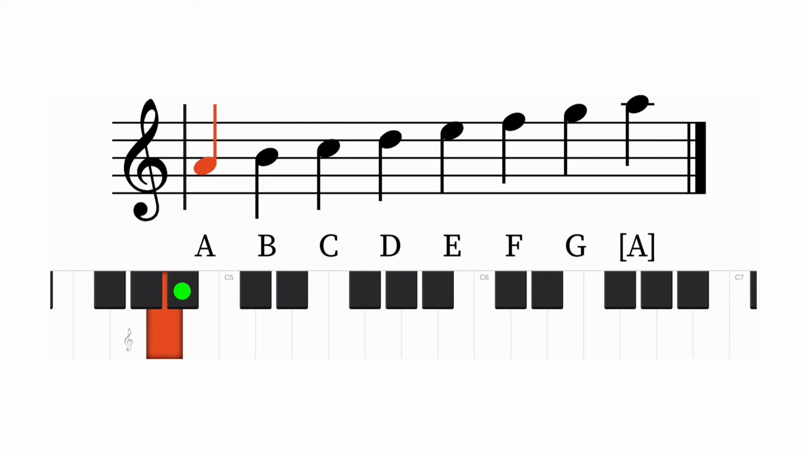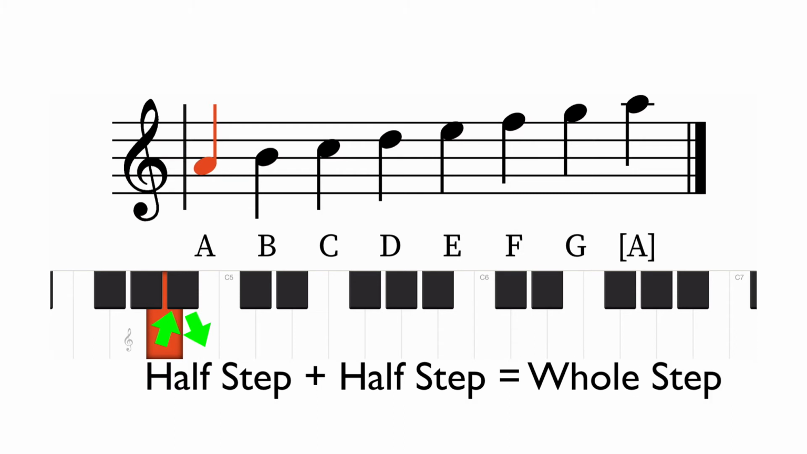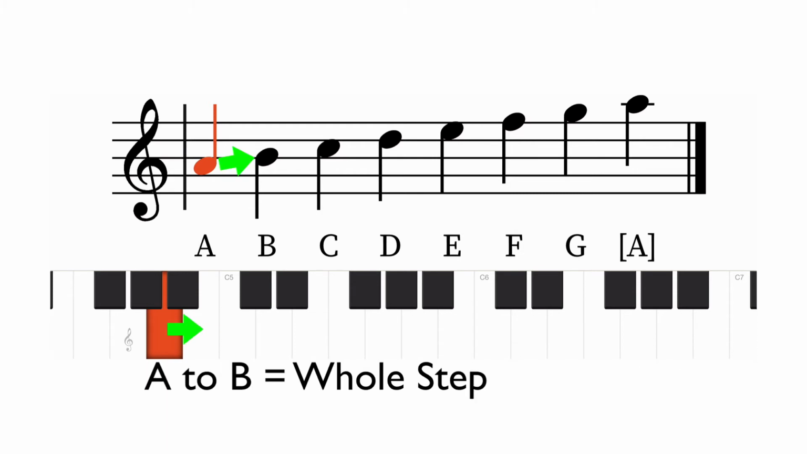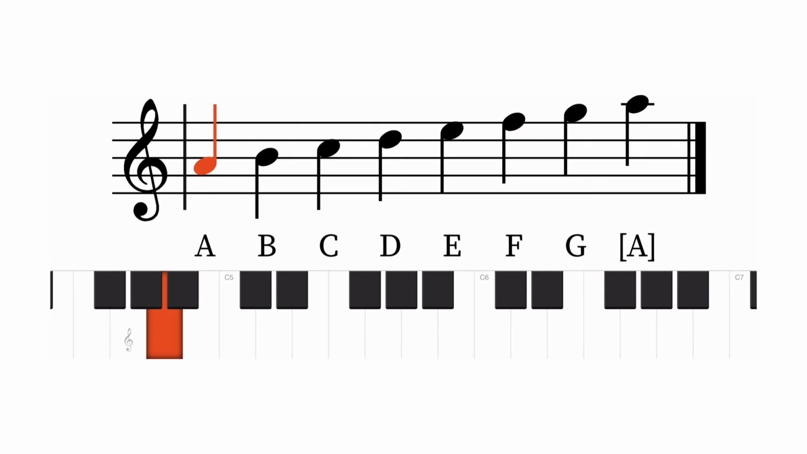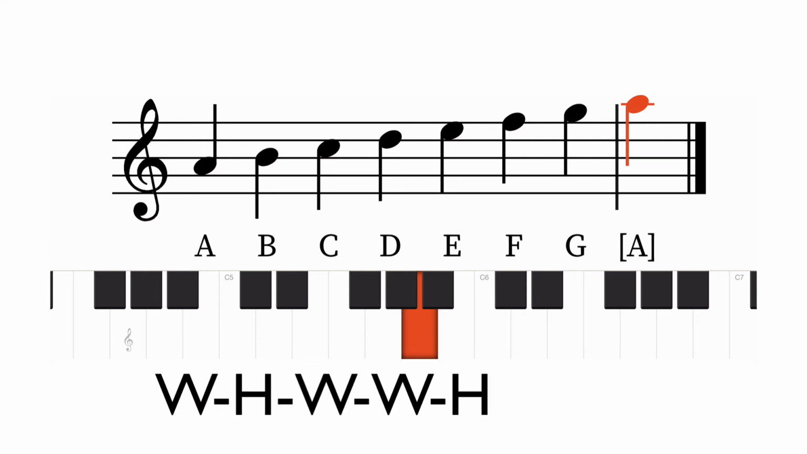Notice the black note between the A and B keys. The distance from A to the black note is called a half step. There's another half step from the black note to B. 2 half steps make a whole step, so the distance from A to B is called a whole step. Let's look at how this pattern plays out. A, black note to B is a whole step. B, no black note to C is a half step. C, black note to D is a whole step. D, black note to E is a whole step. E, no black note to F is a half step. F, black note to G is a whole step. And G, black note to A is a whole step. Or whole, half, half, whole.